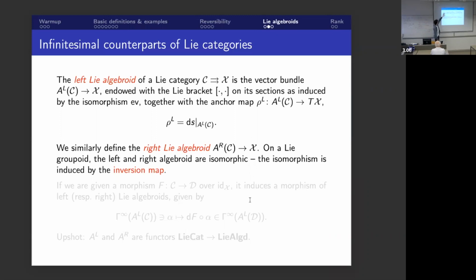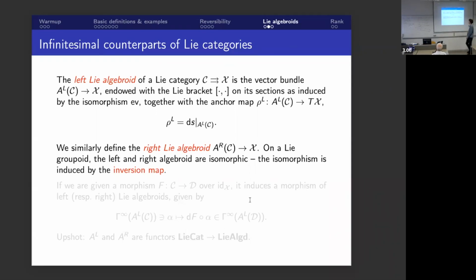Okay, so I have this vector bundle. What's the Lie bracket? Well, it's just going to be the bracket as induced by this isomorphism of these two vector spaces. And what's going to be the anchor map? Well, we are in the kernel of DT. We also have another map, a structure map, that's possible to use, and it's the source map, right? So we just use the differential of the source map in order to obtain the anchor map.